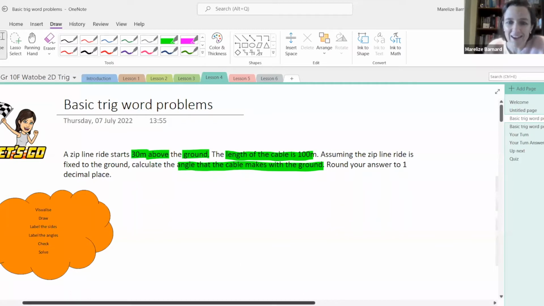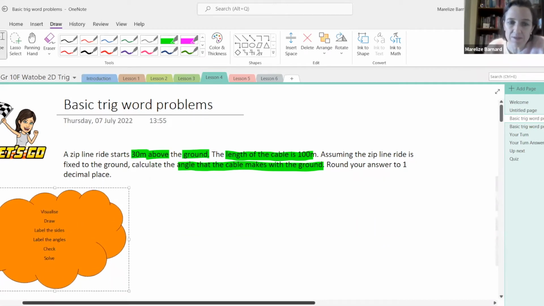Okay, right. I think I might have flashed the picture there, but let's see. So I also want you to take down these tips for how to solve these problems. Okay: visualize, draw, label the sides, label the angles, check and solve.